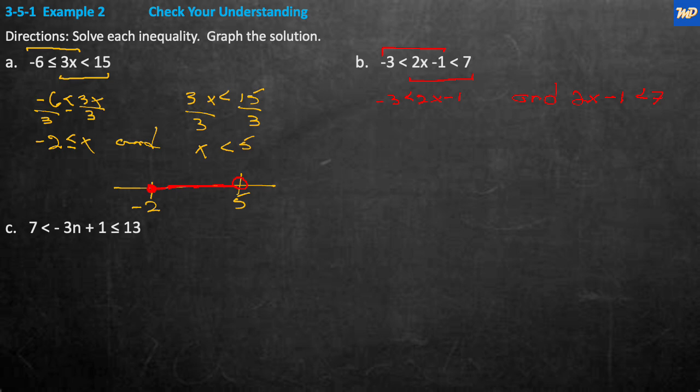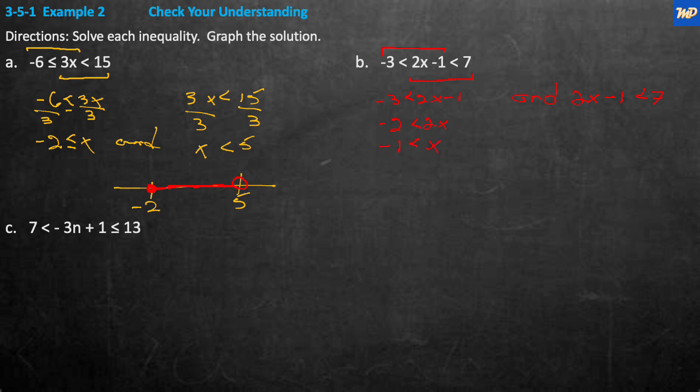This side, to get the x by itself, we're going to add 1 to both sides. I'm not going to write it out, I'm just going to say it. So -3 plus 1 is equal to -2, and that's less than 2x. Okay. 2x, we're going to divide both sides by 2. So we're going to get -1 is less than x.